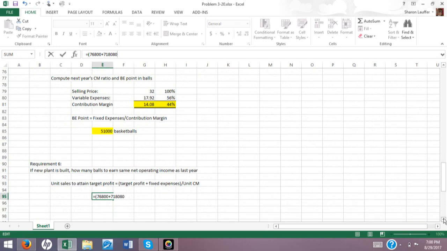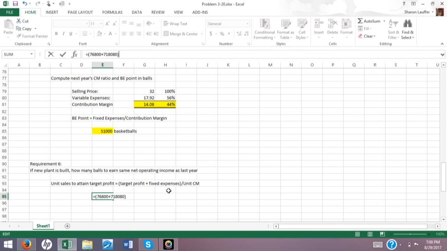So the $718,080 comes from the step we did above to calculate the break-even, where we took the fixed expenses times 1.7, which is 170% of what they were. I didn't actually write that down up here when I was calculating this, but it came from this part of this formula up here.